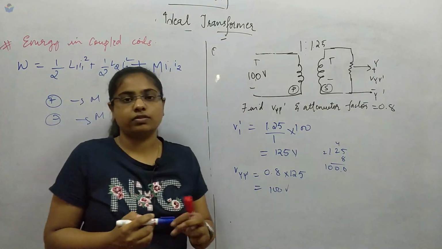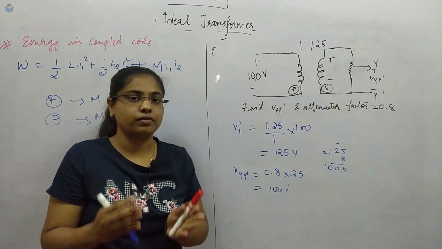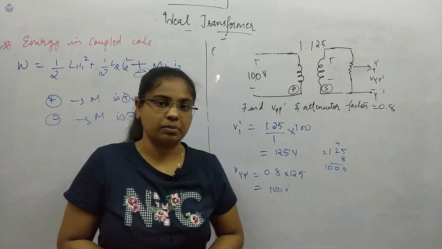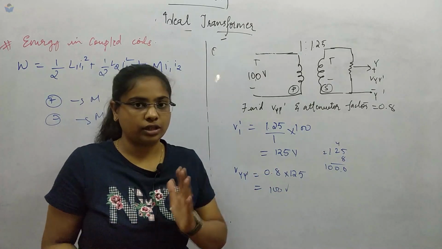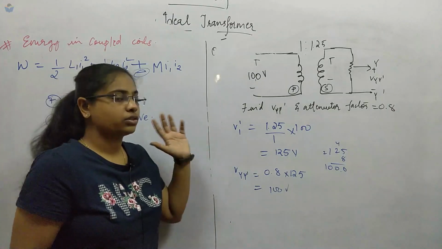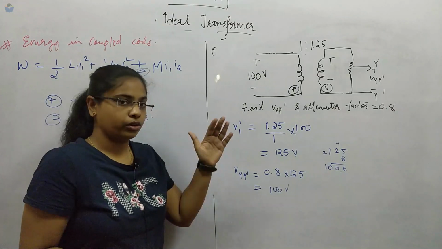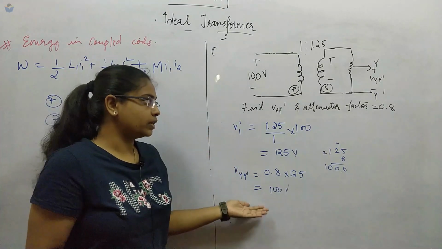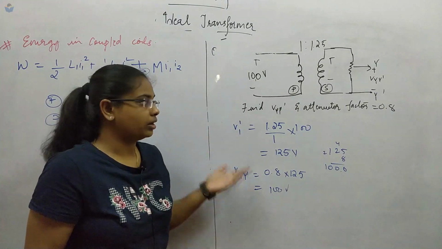In the next lecture, we will see some problems on dot convention, mutually coupled coils and energy stored, as well as on the referring parameters. Then we will finish this magnetically coupled circuit chapter. This is not important from a GATE point of view, but it is very helpful for electrical machines. It will form the base for the electrical machines.